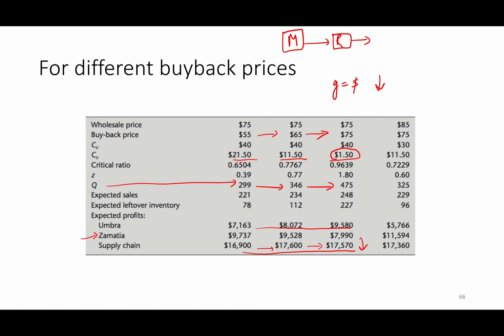But as the buyback price increases, the risk that the retailer has to bear for the unsold units reduces, because its salvage value is going up, right? So buyback price is also the retailer's salvage value. Okay, but when we are calculating the overage, then we also add the return shipping cost.